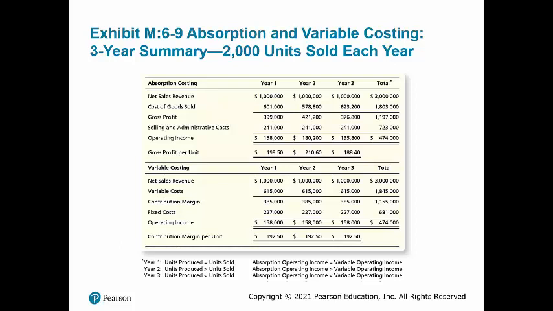In this exhibit, operating income under absorption costing was greater than operating income under variable costing in Year 2 when production exceeded sales. Notice that the 3-year total of operating income is the same under both costing methods. And that is the conclusion of the presentation for Learning Objective 2.